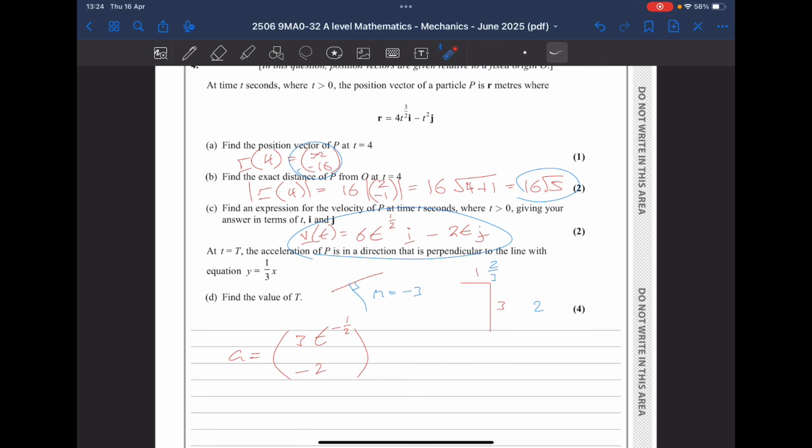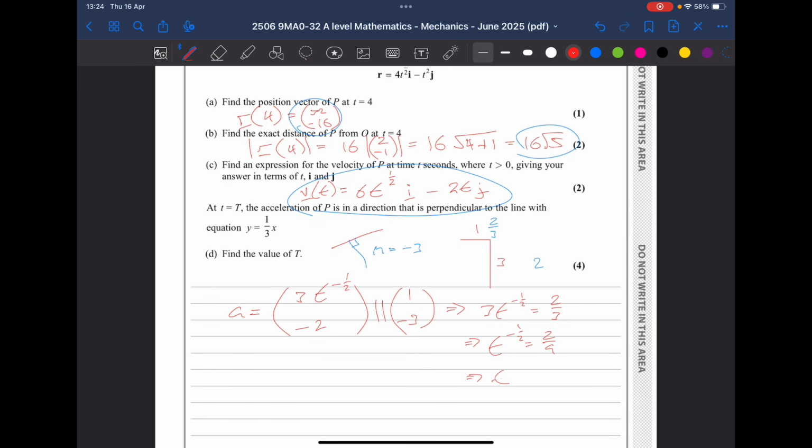So the question comes then, when does this equal 2/3? So that being parallel to 1, minus 3, it's equivalent to 3 t to the minus a half equal to 2 over 3. So what we can do, we can divide by 3. t to the minus a half is 2 over 9. Let's flip it all over. t to the half is 9 over 2. And square everything. So t should be 81 on 4.